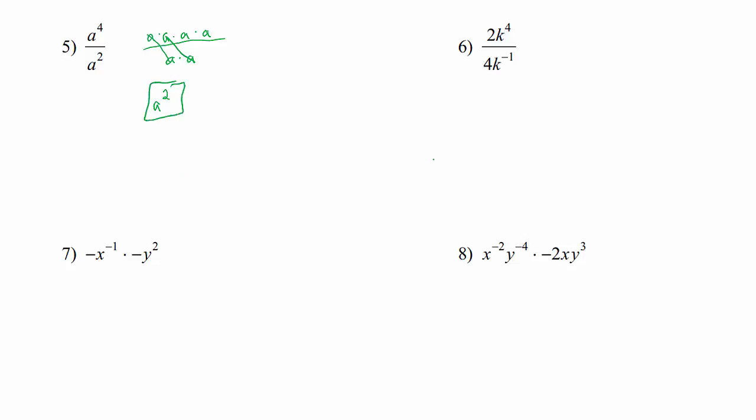Now sometimes when you subtract your exponents, you'll end up with a negative exponent, which means that you'll move whatever it is down to the bottom because we don't want negative exponents.